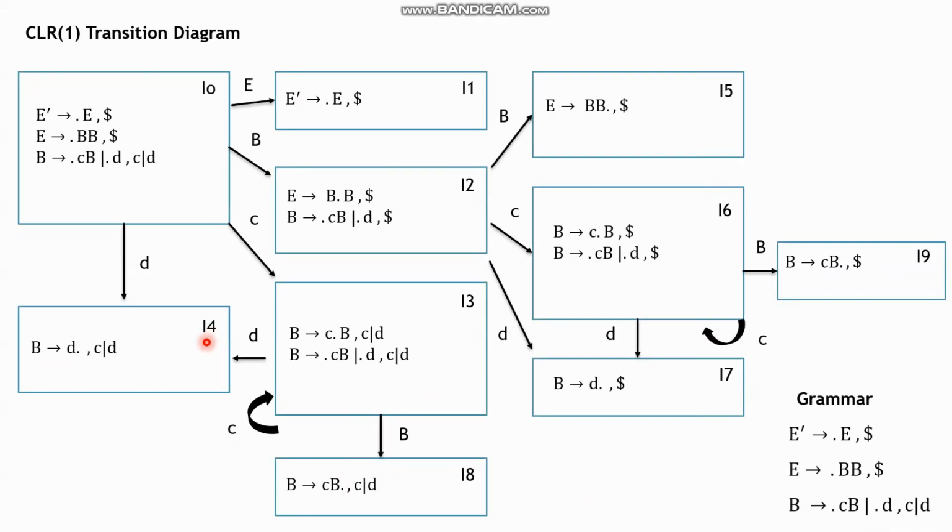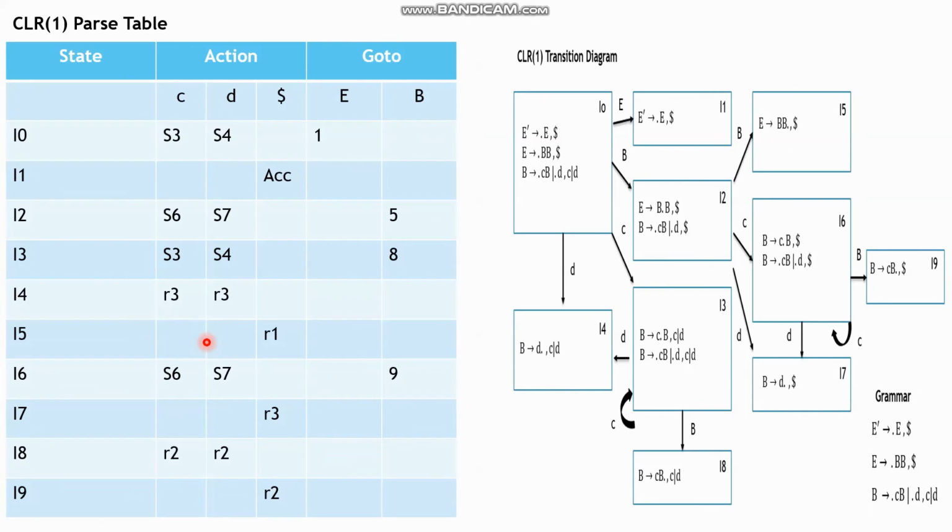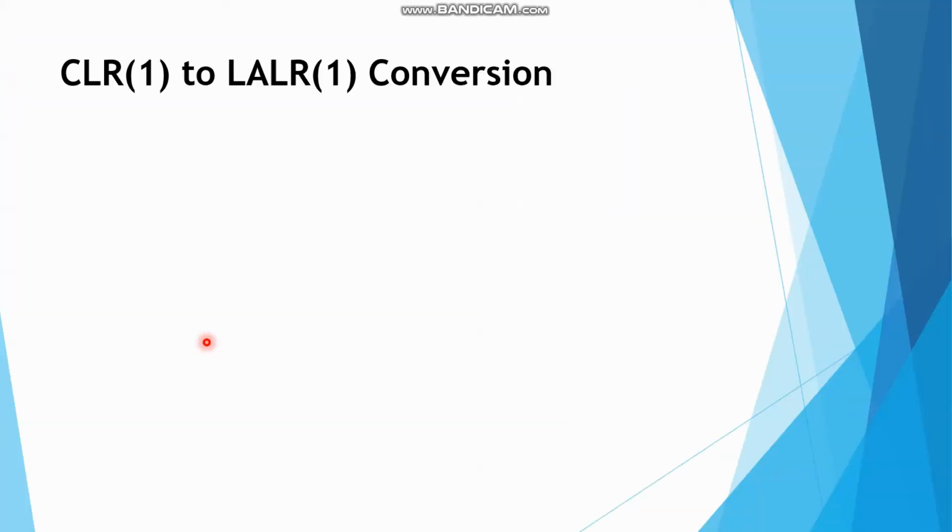The next step is to construct the CLR1 transition diagram. We are not going to discuss the process for constructing a CLR1 transition diagram in this video. You can see our other video on the CLR1 parser to understand how we constructed this diagram. We will be using this diagram for the LALR1 parser. The same is the case with the parse table of a CLR1 parser constructed from its transition diagram.